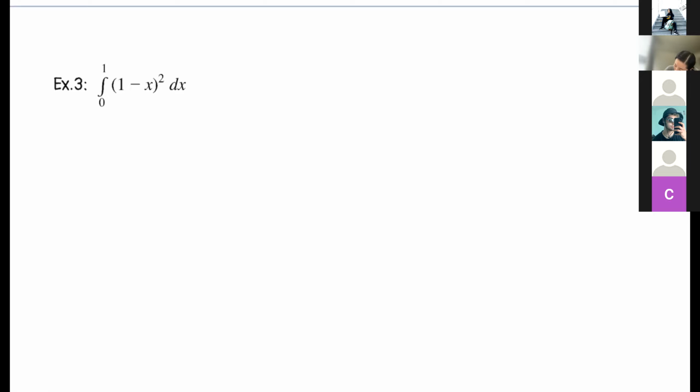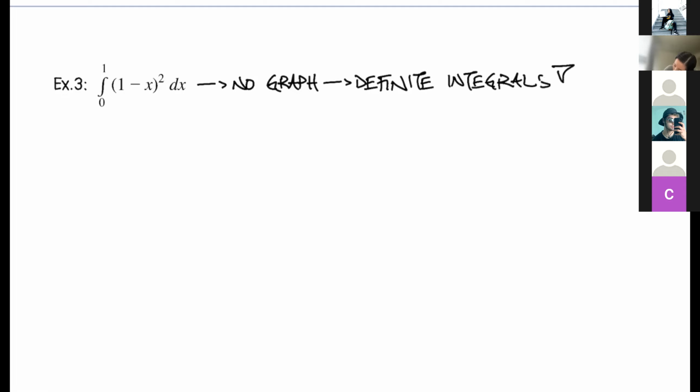Okay, so no graph. We're going to use definite integrals. And I know it's definite because I have a number on the bottom and a number on the top, so 1 and 0. And my function is 1 minus x, that quantity squared. And I know I'm looking for area because I have the integral symbol and that dx.